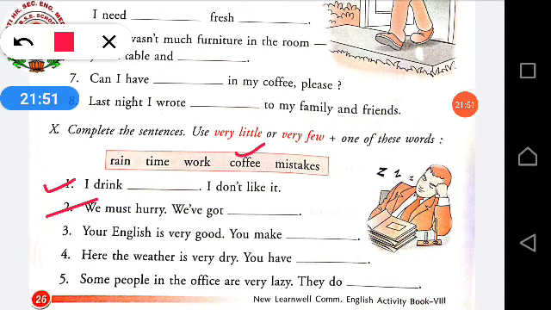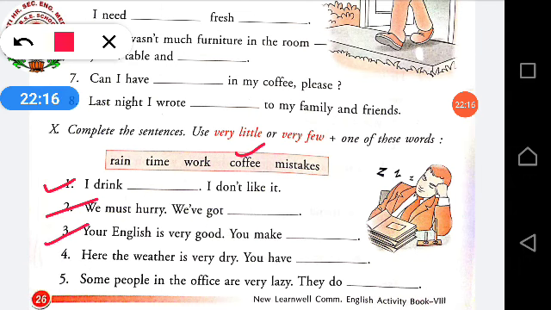Second one. We must hurry. We have got dash. So we have got rain? No. Time? Yes. So we have got very little time. You cannot count time. You can count minutes, hours, but time you cannot count. That is how much time that person can take. That's why we are using much, is it? So you'll be writing, we must hurry. We have got very little time.